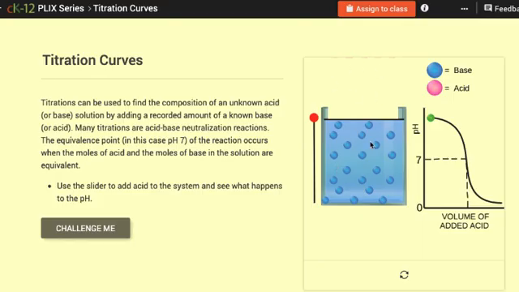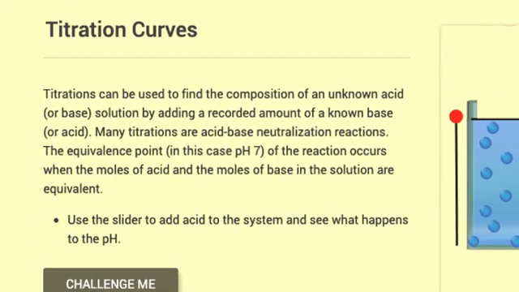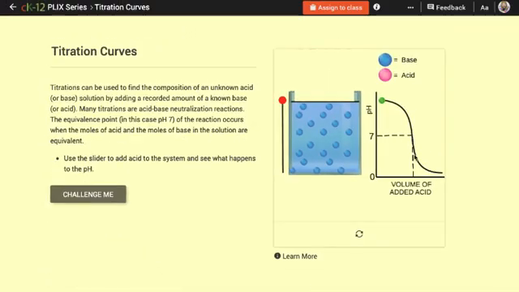Let's examine this simulation a little bit more closely. I think it's a great way to visualize what we are looking at when we are looking at a titration curve. Remember, titrations can be used to find the composition of an unknown acid or base by adding a recorded amount of a known base or acid. Many titrations are acid-base neutralization reactions. The equivalence point, in this case pH 7, of this reaction occurs when the moles of acid and the moles of base in the solution are equivalent. So the equivalence point on an acid-base titration curve is the point at which the pH is 7.